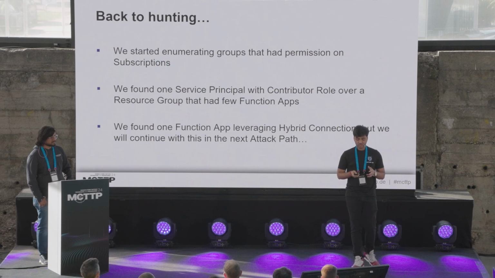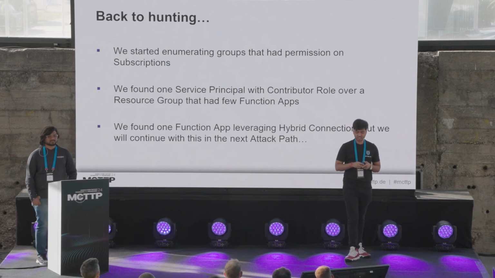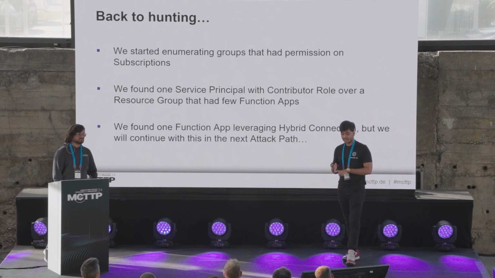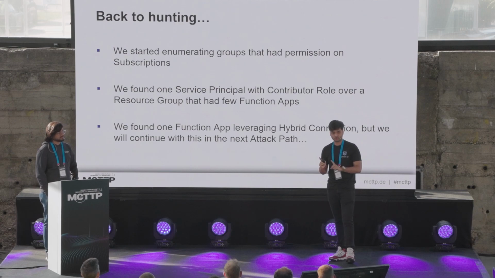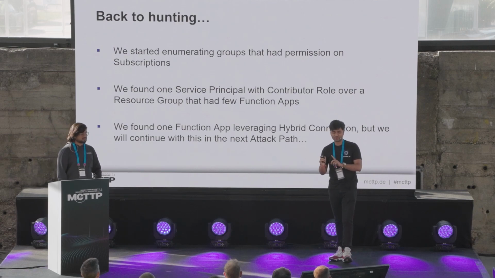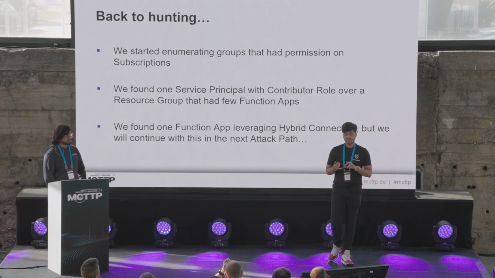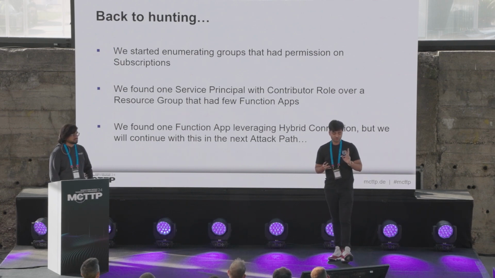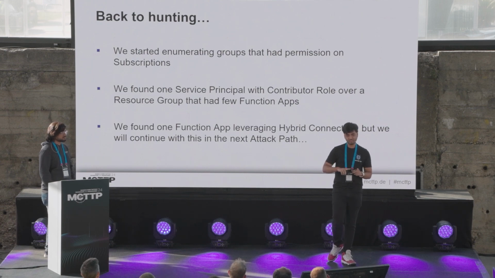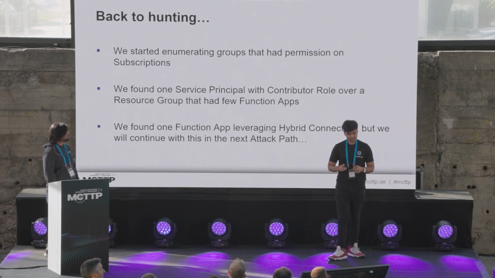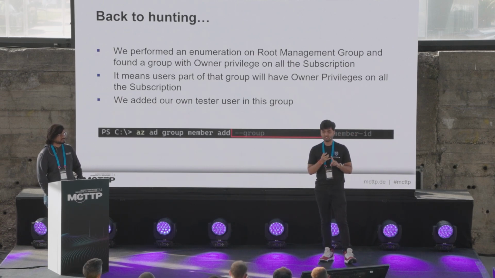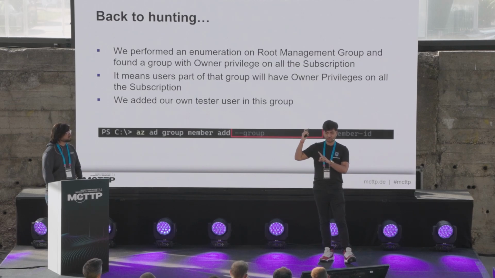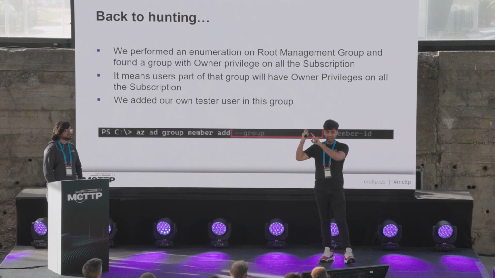Back to hunting. This time, we started enumerating the subscription side. While doing that, we figured out that there was one service principal which has a contributor role over a resource group, and that resource group has a lot of different resources like automation accounts, function apps, and more. From that we have a different attack path, which we will cover in further slides. So let's get back to hunting. From here, we found one group attached as an owner over the root management group. The root management group contains all the subscriptions which the Azure tenant has.